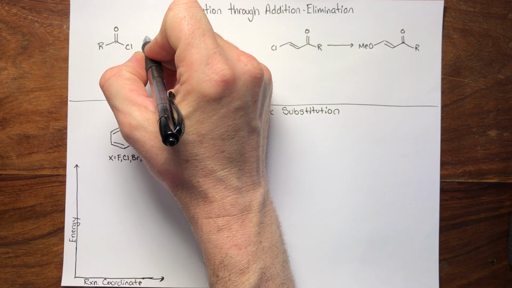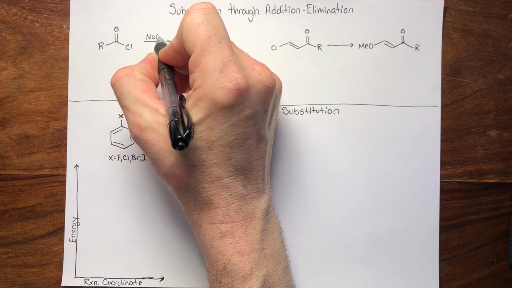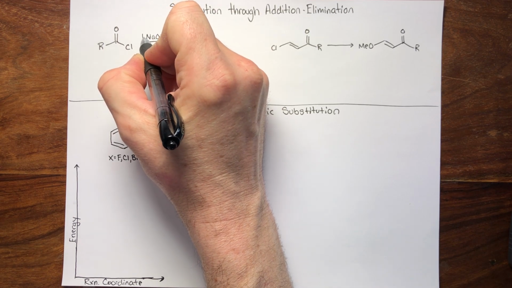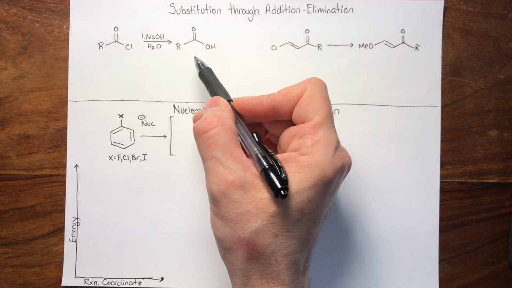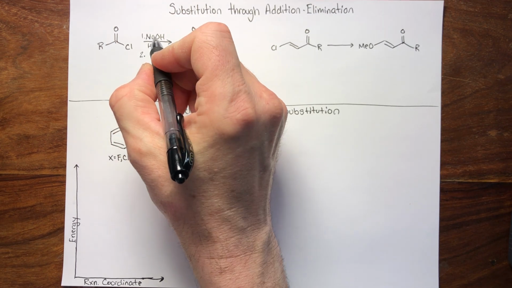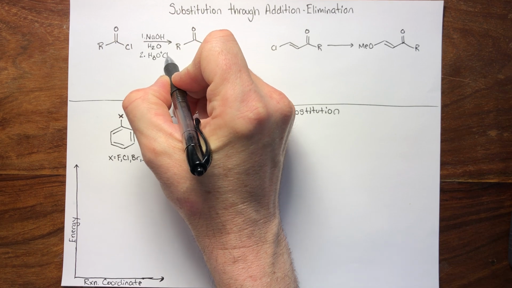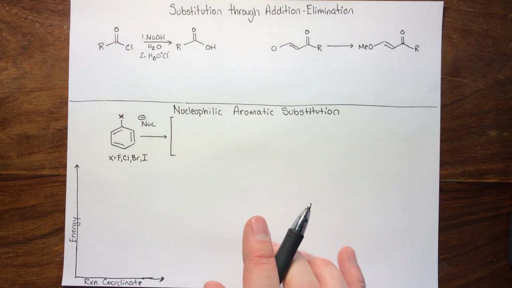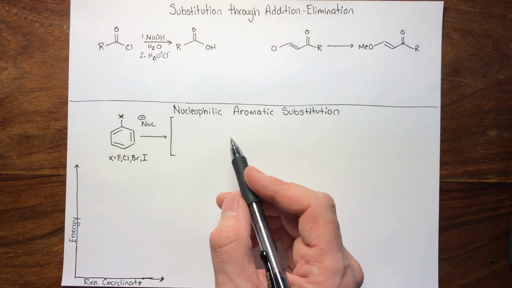Hopefully you could reason that this reaction would go if we added sodium hydroxide in water. Since we're making a carboxylic acid, we'll have to acidify this at the end, and so we'll just do a workup with aqueous acid. So these are the conditions that would allow this reaction to go and afford us a carboxylic acid.